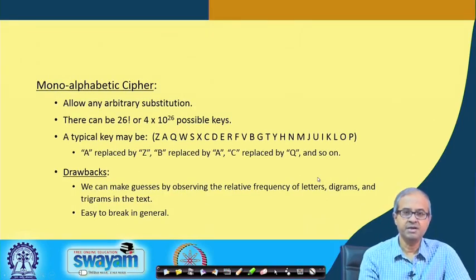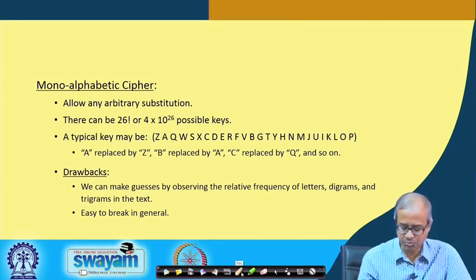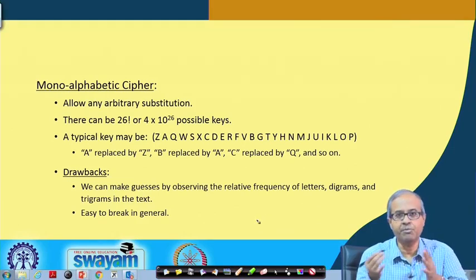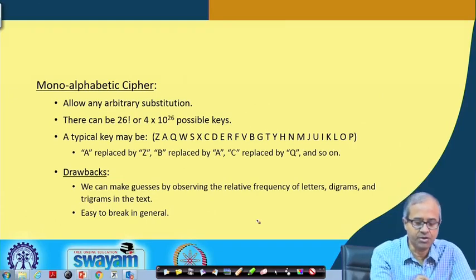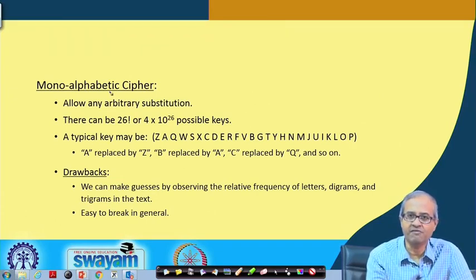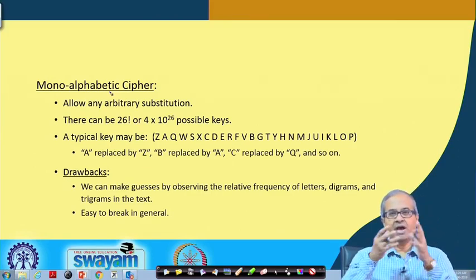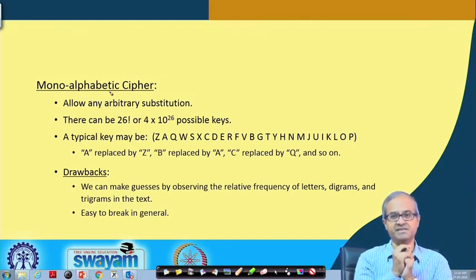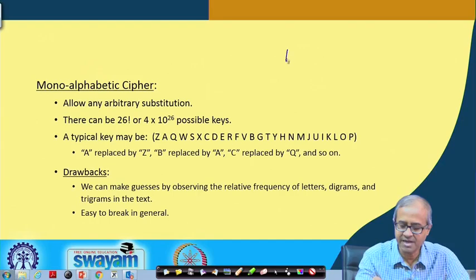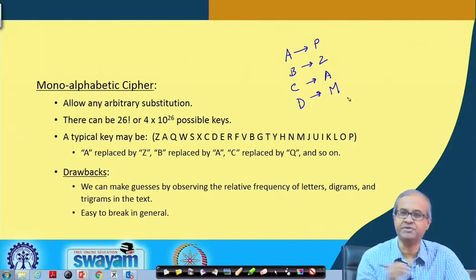So, to make the process more complex and to increase the number of possibilities in the key, you can go for something called mono alphabetic cipher. Okay? Mono alphabetic cipher says you allow any arbitrary substitution of the letters, not necessarily by the kth next letter. For example, I can say that I will replace A by P, B by Z, C by A, D by M, and so on, any arbitrary.